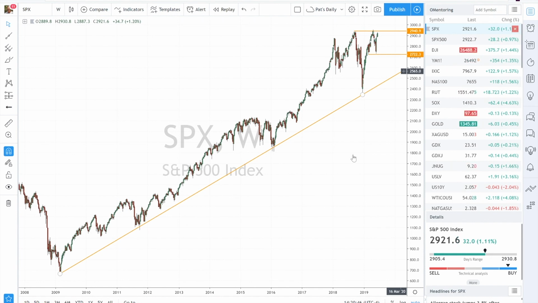Anyways, that's about it. That's the basics of drawing in trend lines. You're going to connect your first two highs or first two lows, and basically adjust from there as time goes by. I hope that helps.